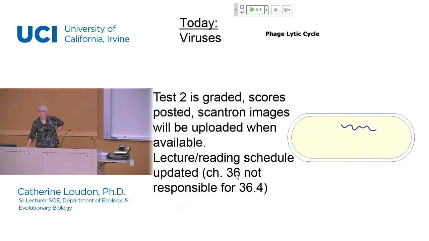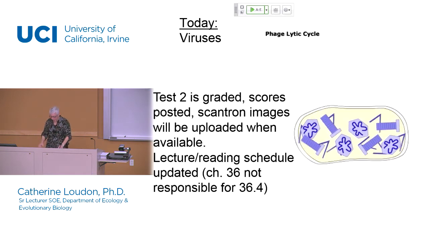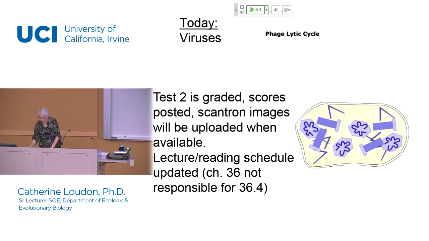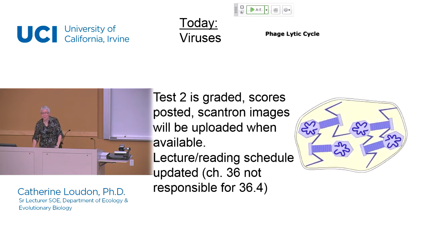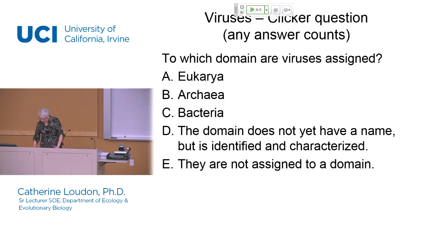So the viruses are covered in Chapter 36. There is one section you're not responsible for, and that's the final one, which is the key lineages. That goes into more detail with the different groups of viruses than you will be responsible for. So that is not part of your required reading. So that's been made explicit. I think that's it for announcements. Okay, let's dive on in.